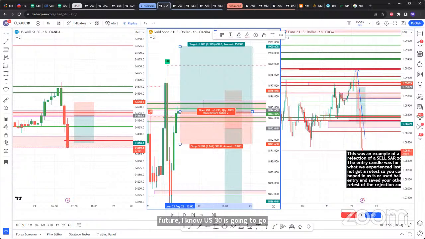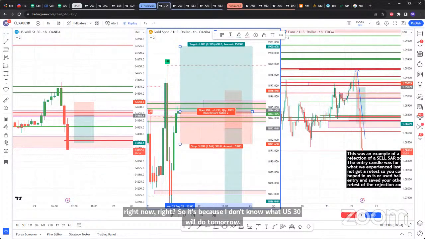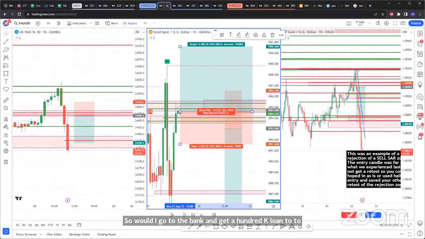It's a probabilities game. But why haven't I done this right now, right? It's because I don't know what US 30 will do tomorrow. So would I go to the bank and get a 100K loan to go all in on US 30? Probably not, because in one instance, you have seen the future. In the other instance, you haven't. So think of it that way.